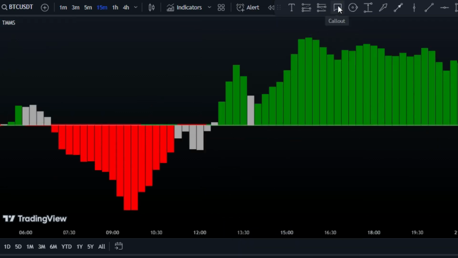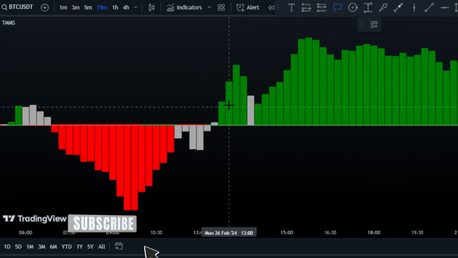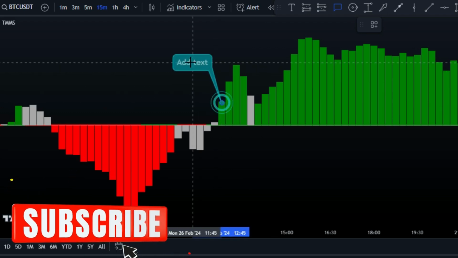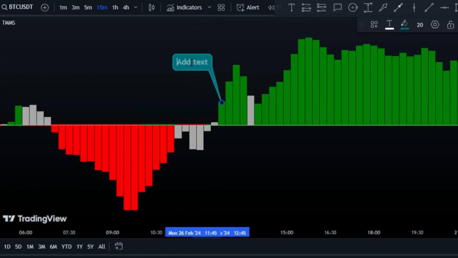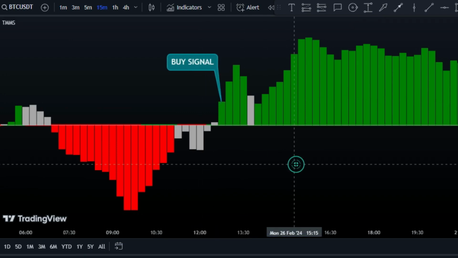Now let's discuss buy and sell signals using this method. When you notice the first green histogram bar appearing after a series of different colors bars, this indicates a buy signal. Essentially, this signals a shift in market momentum, suggesting an upward price movement is likely to occur.